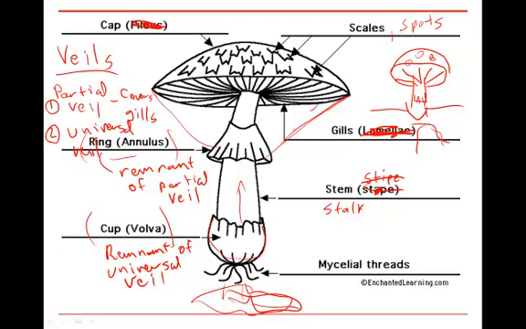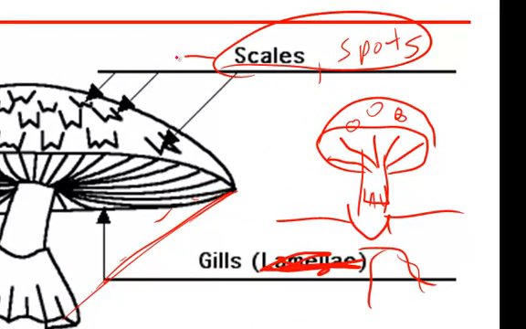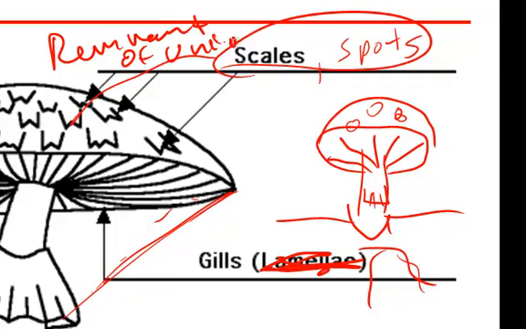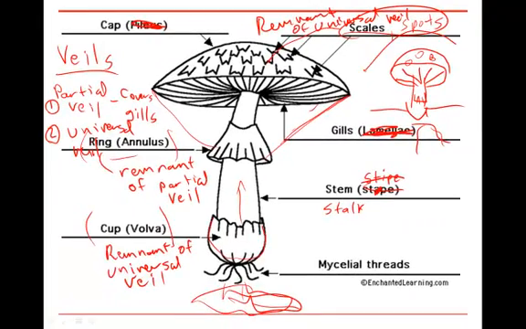Also, the spots and the scales on the top can also be a remnant of the top part of the universal veil. So make sure you draw a little mushroom like this, label it, and add all these annotations about the veils and such.